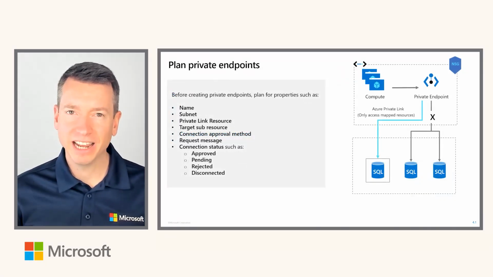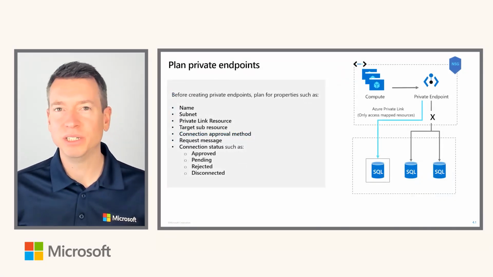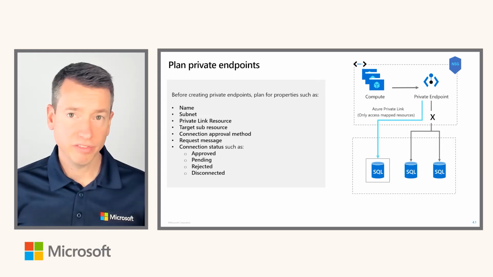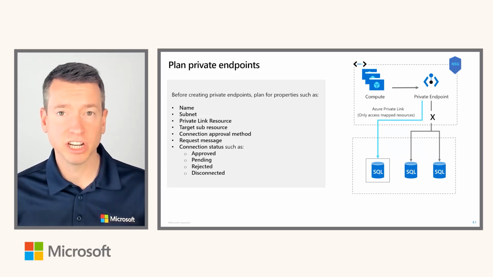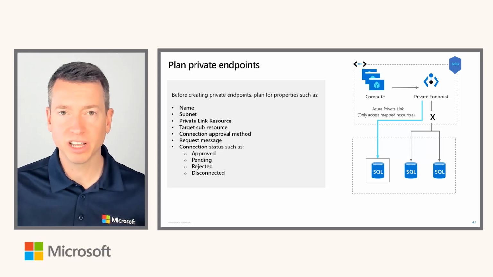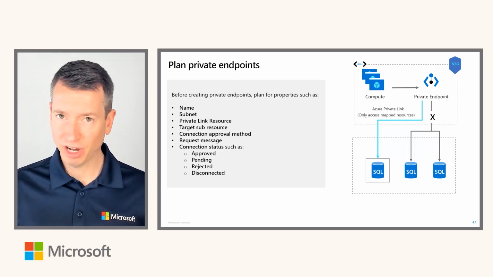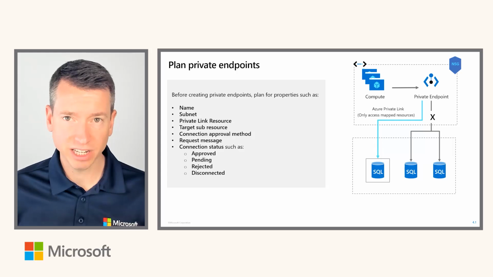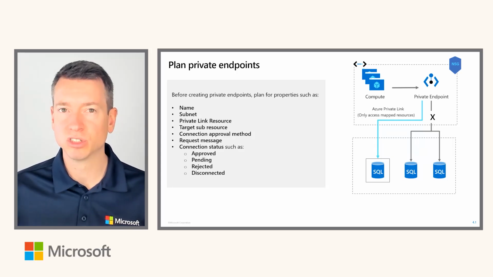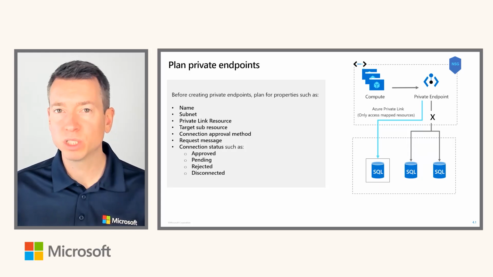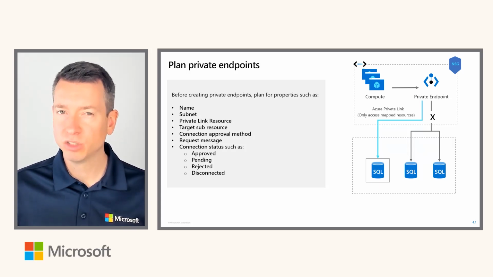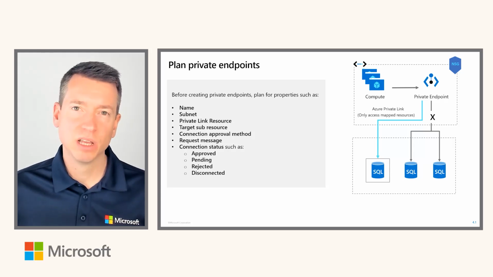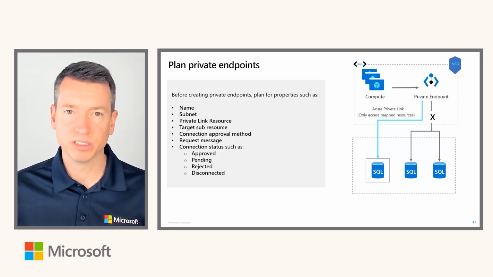Now, Private Endpoint is the key technology behind Private Link. Private Endpoint is a network interface that enables a private and secure connection between your virtual network and an Azure service. Now, Private Endpoint is the network interface that replaces the resource's public endpoint. A private endpoint is mapped to only your specific instance of a PaaS service. So make sure you understand the properties before creating a private endpoint.